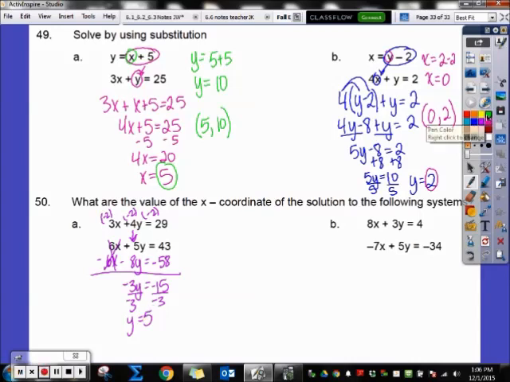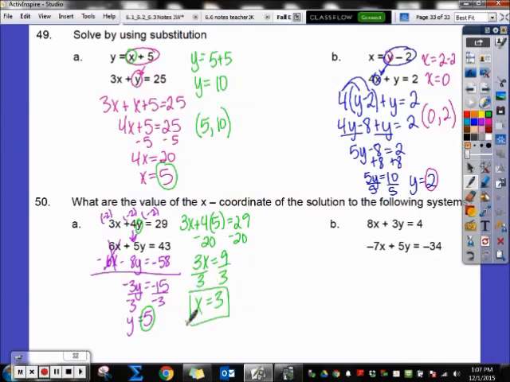Now, it's only asking me for the x value, so be sure to not leave that as your answer. So I need to take this 5 and I need to plug it back in to one of my first equations. So 3x plus 4 times 5 equals 29. So if I minus 20, that's what 4 times 5 is, 3x equals 9. X equals 3 is the answer to A.